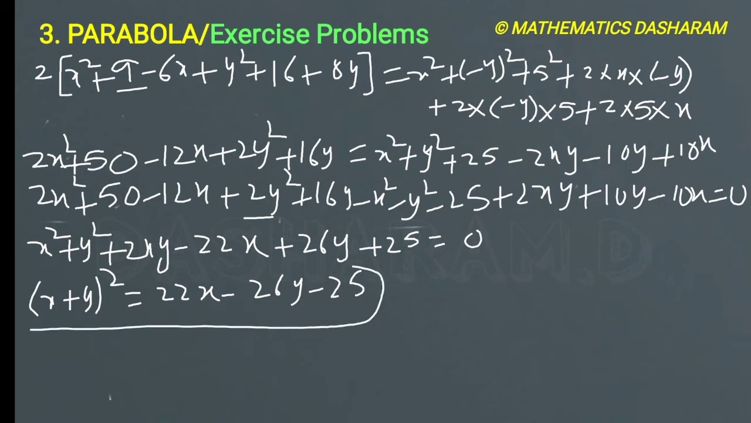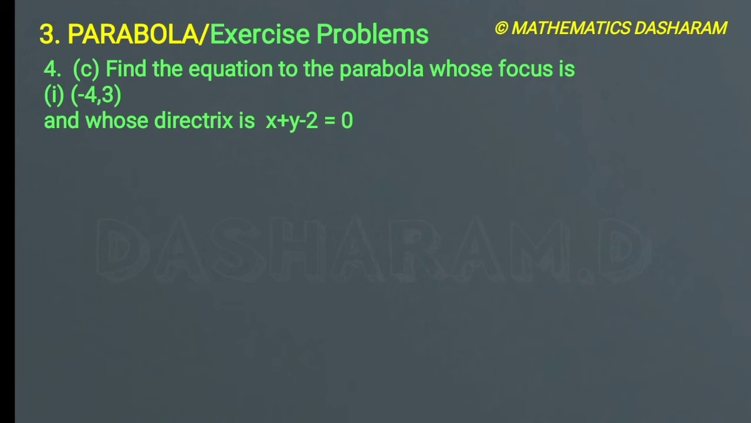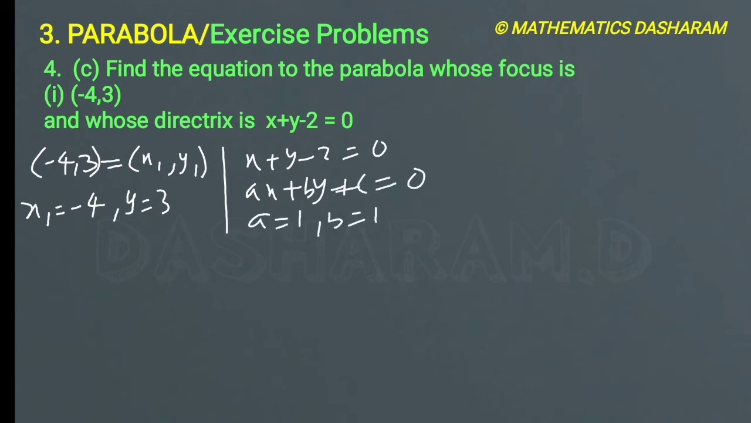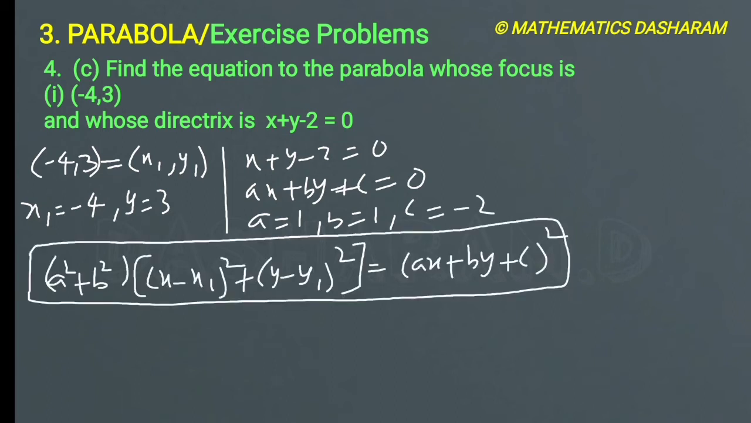So this is a required equation of a parabola. Next, part C, the first one. Here the focus is (-4, 3) and the directrix is x + y - 2 = 0. So x1 equals -4, y1 equals 3. The line is x + y - 2 = 0. Compare with ax + by + c = 0. Then a value is 1, b value is 1, c value is -2.